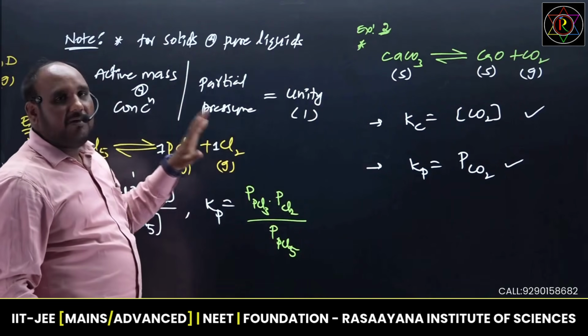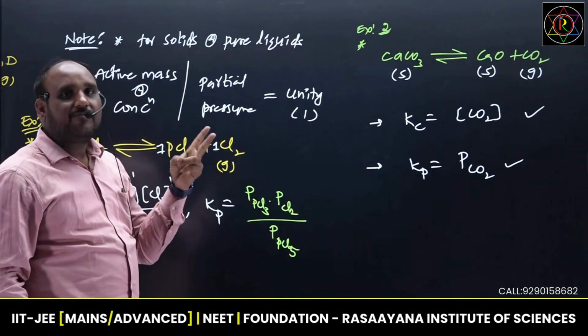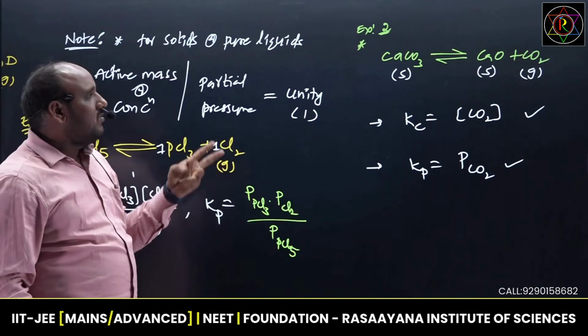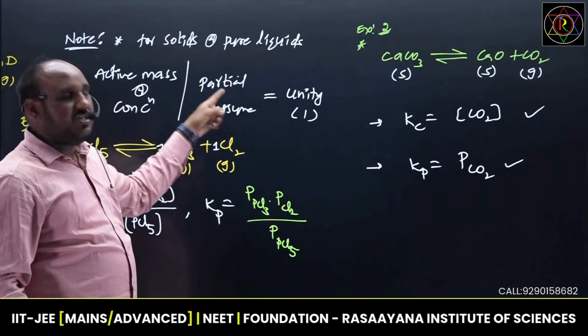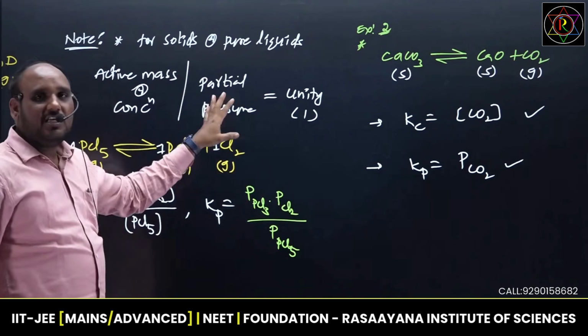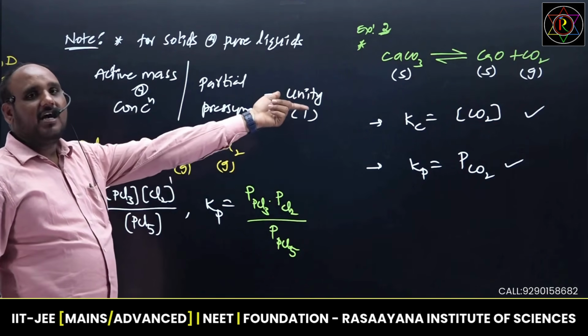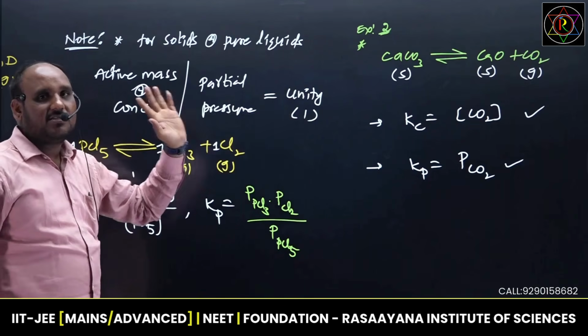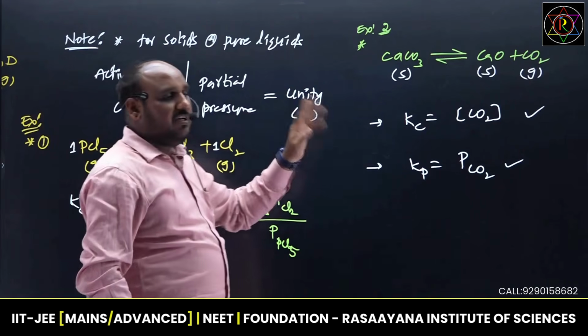So we have to apply this for the various substances like solids, liquids and gases, right? For solids and pure liquids, whose concentration, active mass or partial pressures will be considered as unity, the remaining we consider as usual, as present in the reaction. So the equilibrium constant will give us information.